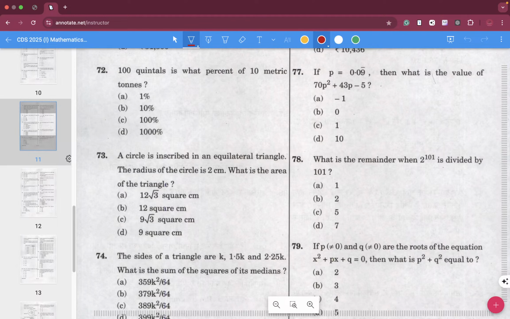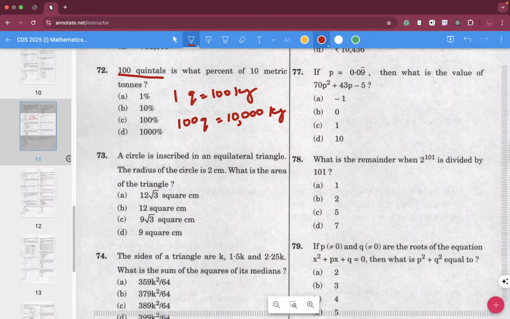Question number 72 over here says: 100 quintal is what percent of 10 metric tons? Over here you were just supposed to know what exactly you mean by quintals. Simply, 1 quintal means 100 kg, folks, which means 100 quintal means 10,000 kg.